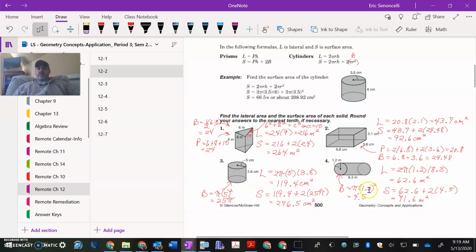The area of the base is pi r squared, which I ended up, because the radius is 1.2, 1.2 squared times pi is 4.5. Lateral area, 2 pi r times h. In this case, r is 1.2, h is 8.3, and that ends up being 62.6 meters squared. Last but not least, surface area. If you add 62.6, which we got in the last step, plus 2 times 4.5, which again was the area of the base, 2 of them equates to obviously a full surface area plus the lateral area. In the end, 71.6 meters squared is your final answer.